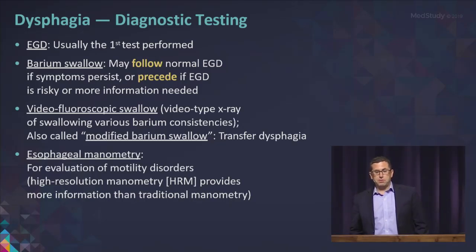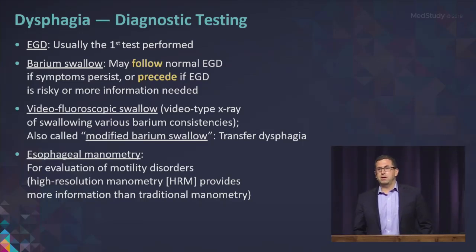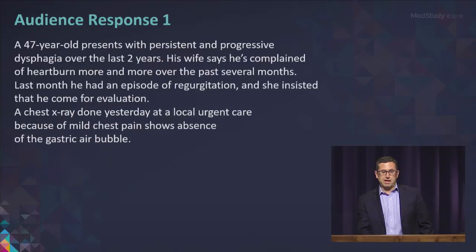There's something called a video fluoroscopic swallow study, which is also referred to as a modified barium swallow. People ingest barium, and then you take a video and you can see how the anatomy is working together to get the food bolus back into the upper esophagus. Then there's esophageal manometry, which is a test that evaluates for motility disorder, looking at how the esophagus contracts. We do have a new technology called high-resolution manometry, which really provides more information than traditional manometry, and I have some examples of that.